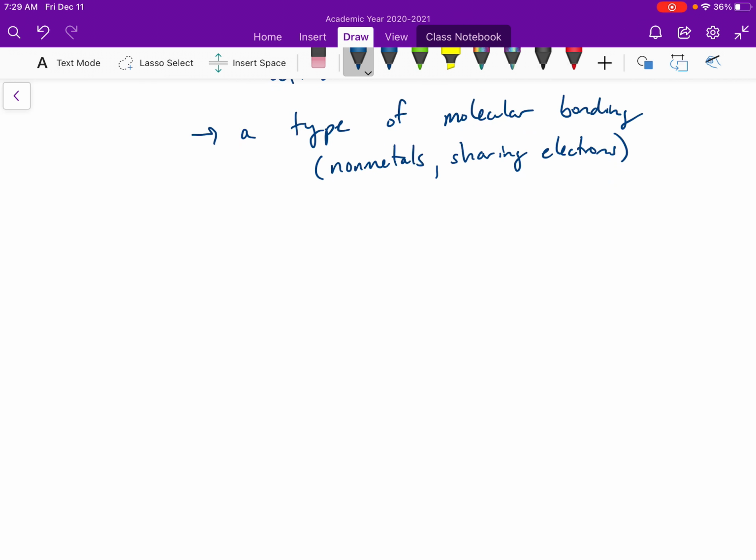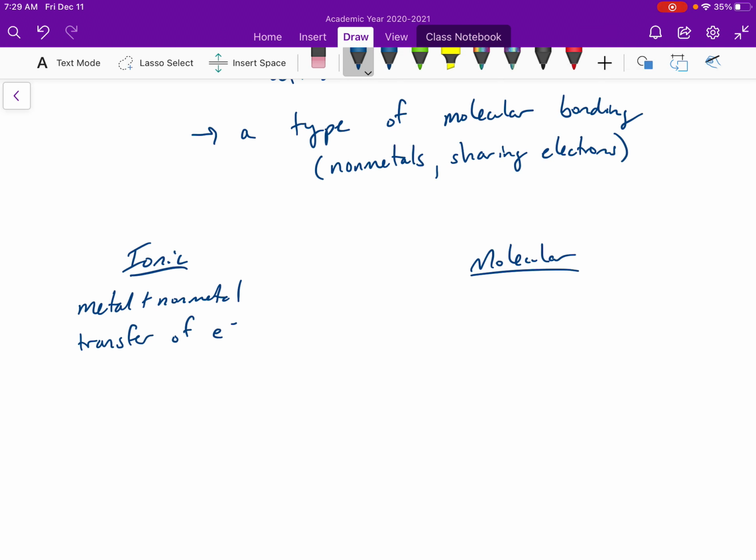So we have the two broad categories: ionic bonding and molecular bonding. Just quickly remember the difference, a quick little review. Ionics are a metal and a non-metal. They are a transfer of electrons.